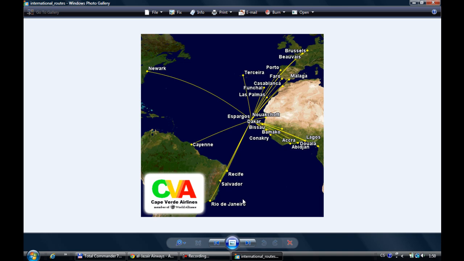You can make things like this really easy in Photoshop, even in Paint. There's some really nifty programs on the web which you can use to create maps like this.